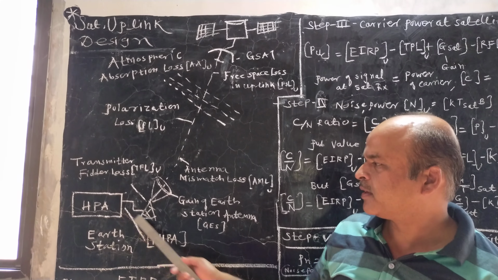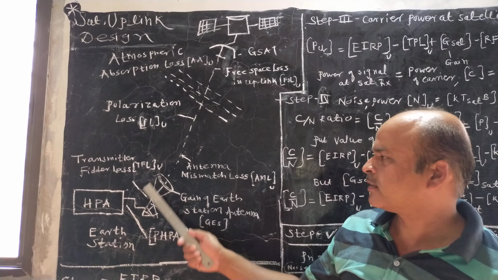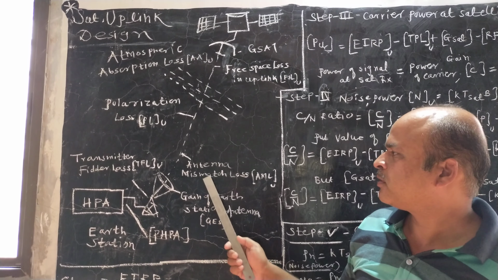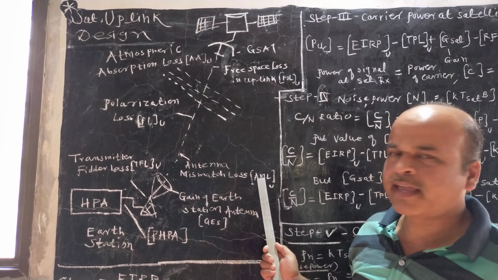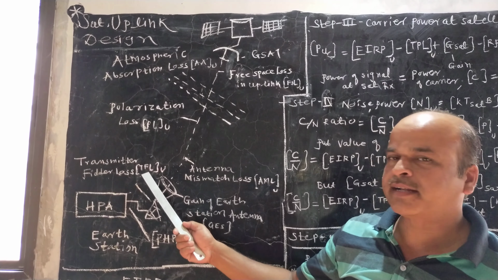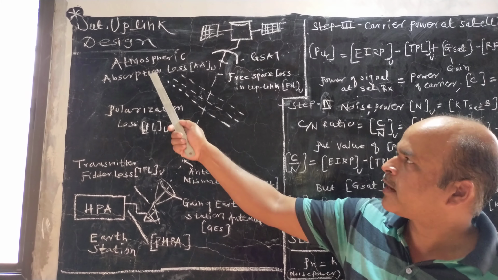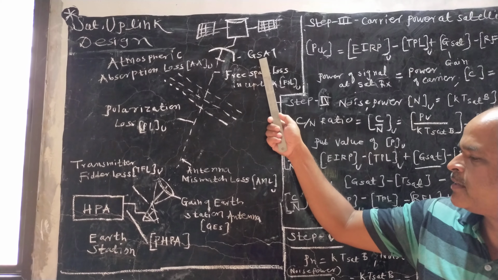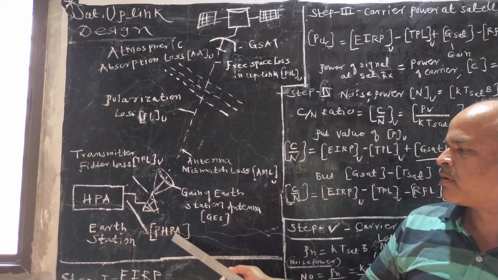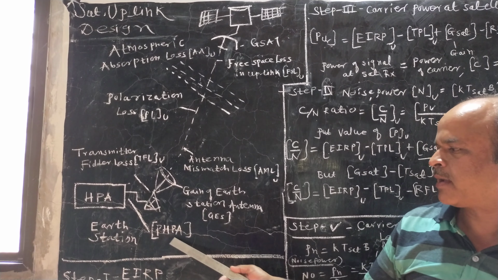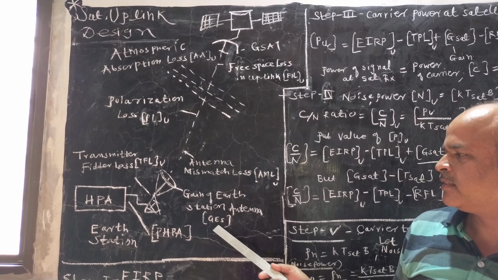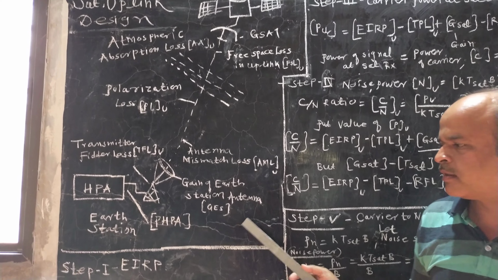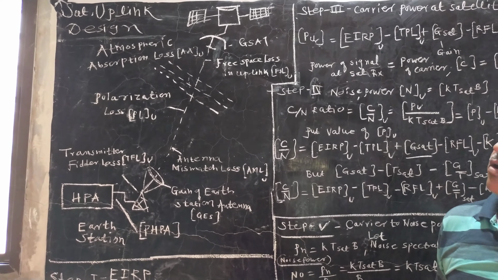So consider this figure, that is a high power amplifier, then this is an earth station antenna, and when power is transmitted different losses are there. So this antenna mismatch loss is denoted by AML, then transmitter feeder loss is denoted by TFL, polarization loss PL, then atmospheric loss A, free space loss in uplink FSL, and gain of satellite is denoted by G-sat. Here power of this high power amplifier is denoted by PHPA, and gain of antenna is GES, and this is the transmitter feeder loss. So by using this figure we will explain the procedure of satellite uplink design.